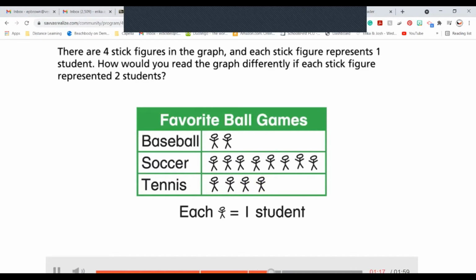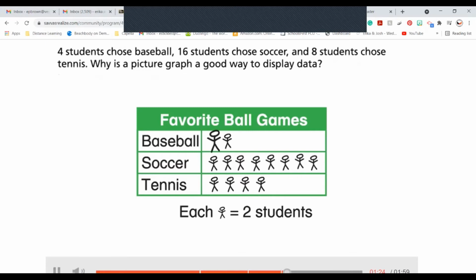How would you read the graph differently if each stick figure represented 2 students? If each stick figure represented 2 students, then we would have twice as many. So instead of having 4 students for tennis, we'd have 8 students for tennis. And instead of having 2 students for baseball, it would be 4 students. 4 students chose baseball, 16 students chose soccer, and 8 students chose tennis.